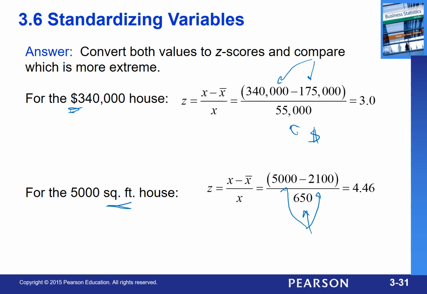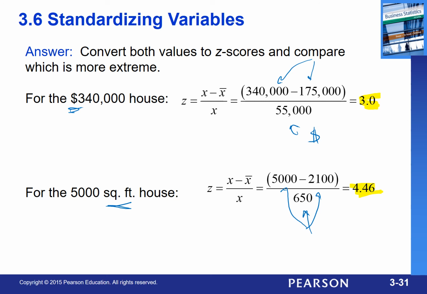Anyway, if you calculate that first z-score, you should get a 3. If you calculate the second one, you should get 4.46. Who's more unusual? Who's farther from 0? Who's farther from the mean? Ha! The one that's 4 and almost a half standard deviations away is much farther from the mean than the one 3 standard deviations away, the z-score of 3. So if you think about it, it's about how far away it is. It's a distance. In this case, it can also be negative, though.